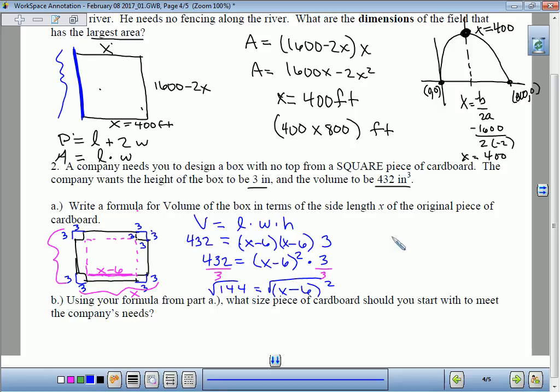Now, we are using common sense here. And even though we know when we take a square root we get plus or minus, in this case minus is dumb, because that would end up giving us a negative dimension, which would mean it doesn't exist. So we're going with only positive. So x is 18.